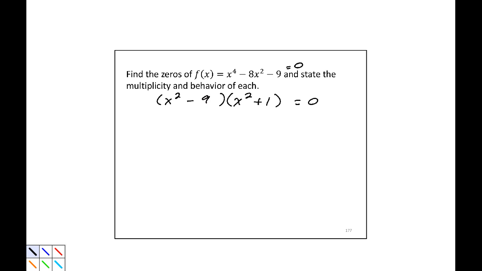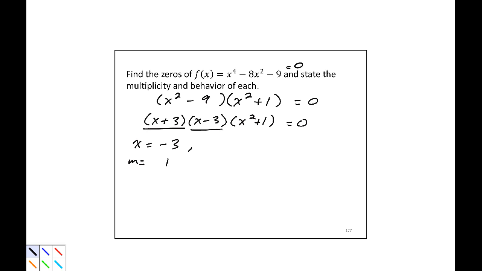Let's factor more. This first factor becomes x plus 3 times x minus 3. It is a difference of squares. And then x squared plus 1 does not factor. This first factor shows us that x equals negative 3 with a multiplicity of 1. The second factor shows us that x equals 3 with a multiplicity of 1 again. That's an x to the first.